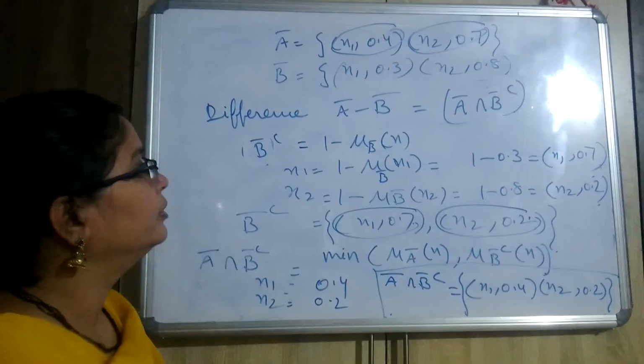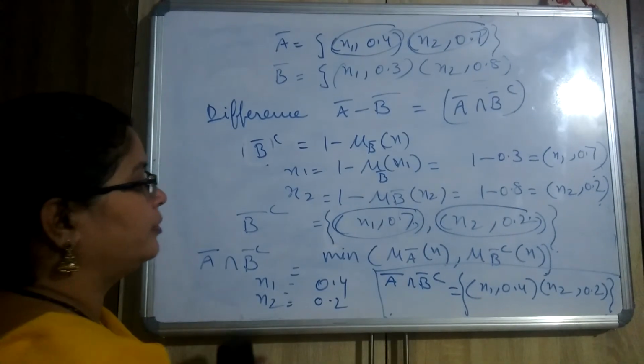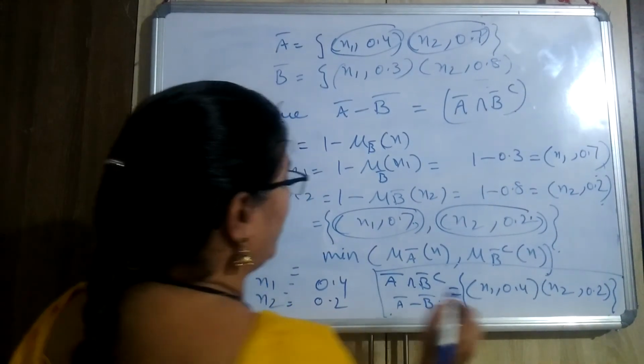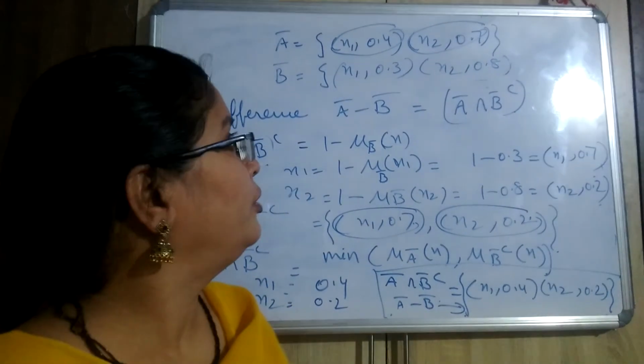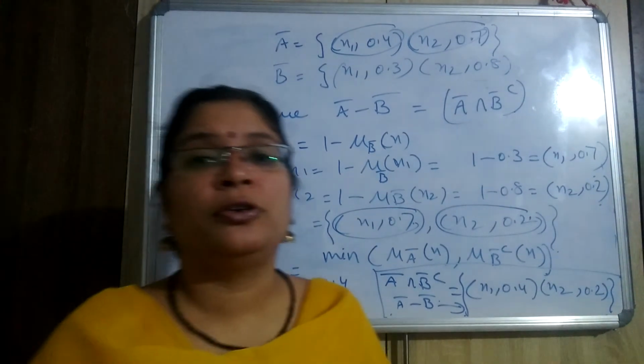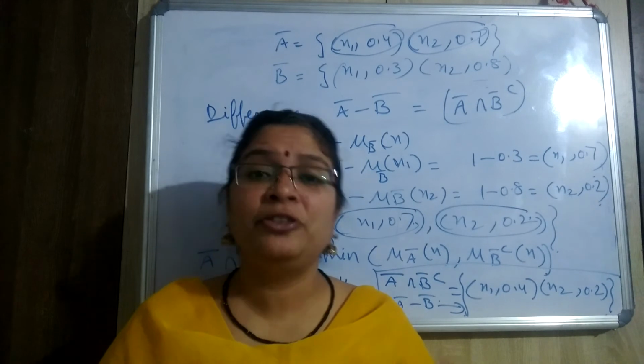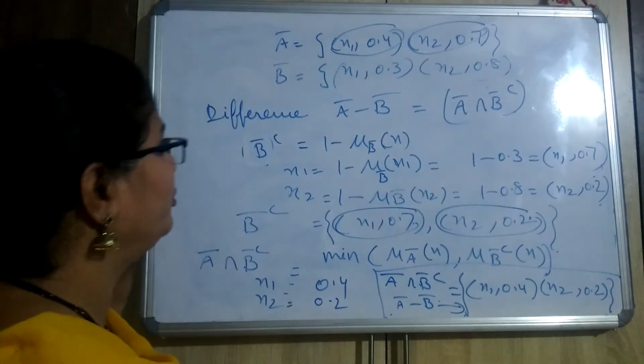Now we got this, which is nothing but the difference. So A bar minus B bar is nothing but this value. Like that we can do the difference operation also. And one more thing we need to do now is the disjoint operation. That also we are going to see now.